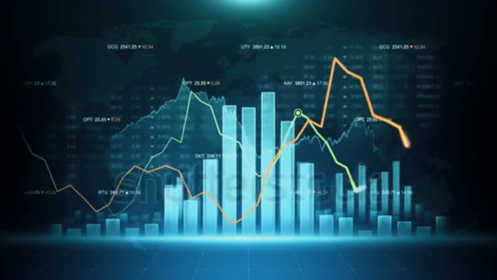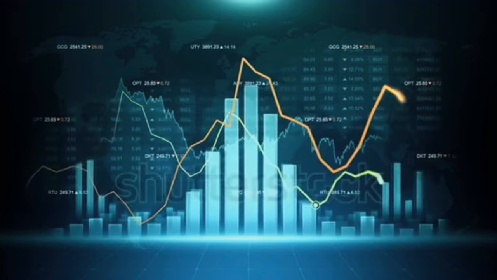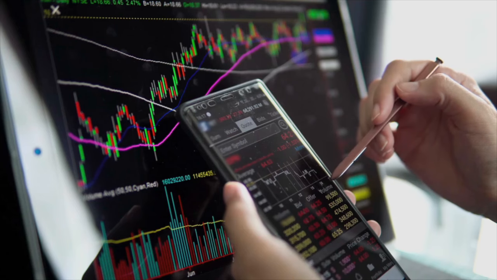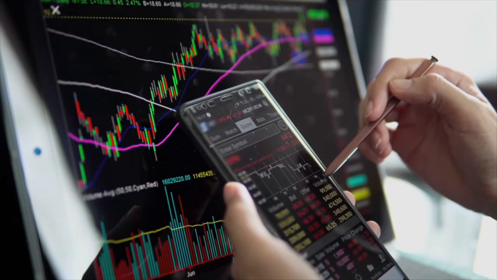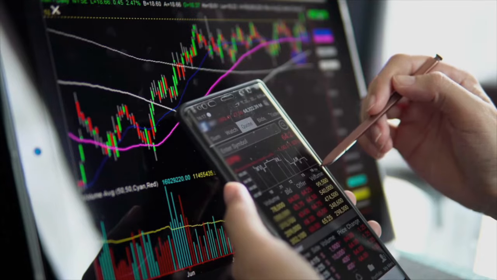Position trading. Position traders hold assets for months or even years, aiming to benefit from long-term trends. This approach requires deep analysis and a belief in the asset's future value.